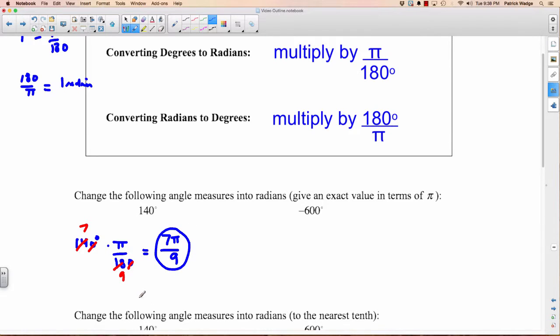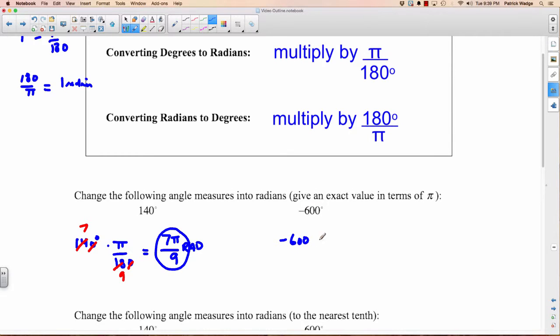Now, if you want, you can just write it like that, 7 pi over 9, and if you're talking about angles, we know that's radians. Or you can also write rad or radians there to be really explicit that you're talking about radians. But if you write nothing, it means radians. That can be confusing sometimes though.